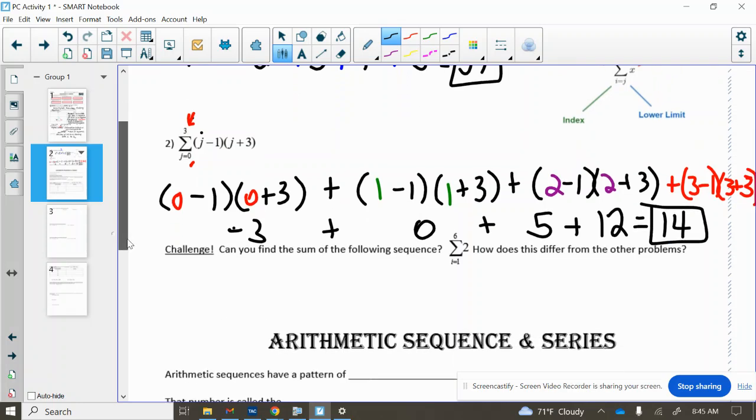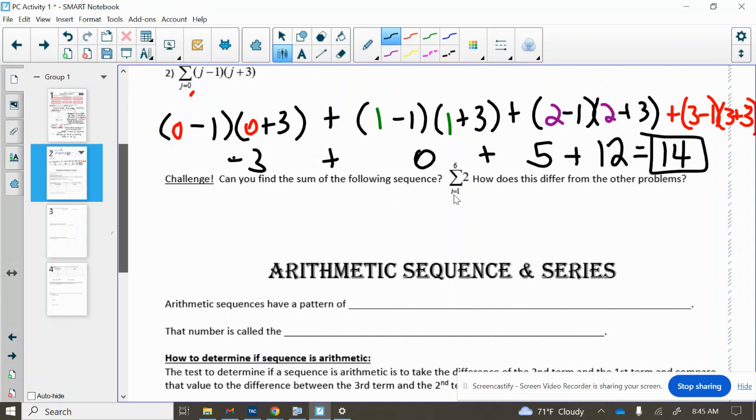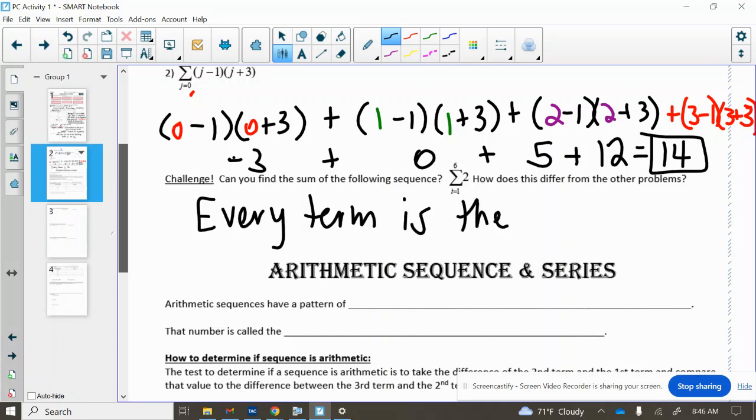Now this question down here, if we look, what is the difference here between this and the values up above? Well, notice there's just the number 2, okay? Every term in our sequence is the number 2. And so we have no variable to plug into to find.